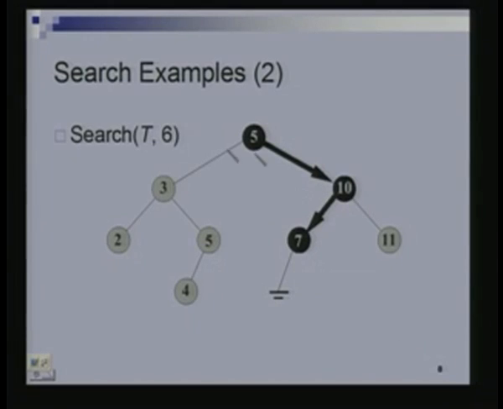Because if it were there, it has to be here. It has to be in the right subtree of this node because 6 is larger than 5. It has to be in the left subtree of this node because it is less than 10. It has to be in the left subtree of 7 since it is less than 7. So if 6 were there, it had to be here, and since it is not here, it is not there.